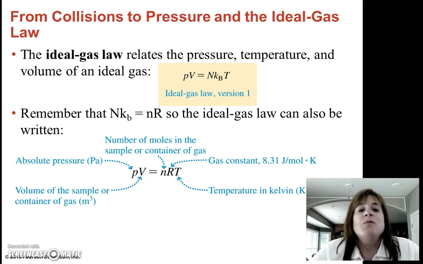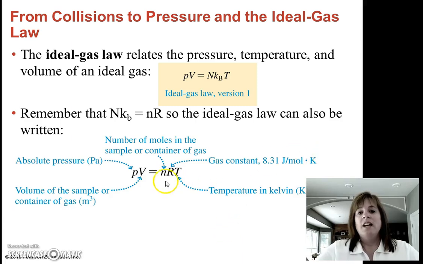Just like in fluids, we deal with pressure in pascals. We deal with volume in terms of meter cubed. If we're using little n, then that's number of moles, and our gas constant is 8.31. And of course, always, always, always our temperature is in Kelvin.